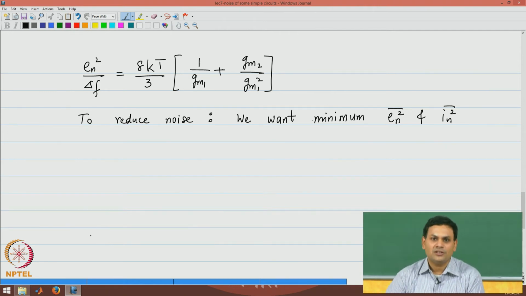What design implication does it have for us? Clearly, Boltzmann's constant and the temperature of operation are not under our control in a majority of cases. There are some cases where the temperature might be under our control, because if you want a really low noise circuit, you might need to cool down the ambient temperature of the circuit, and there are some cases where this is done. But in the majority of cases, you do not have control over the ambient temperature, and therefore, the only design parameters, as you can see, are GM1 and GM2.